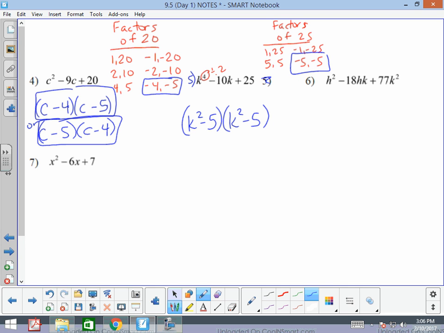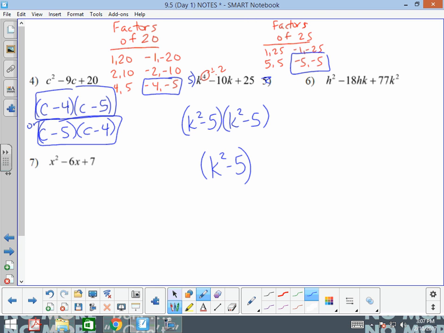Okay? Now, these are what we call identical binomials. When you end up with identical binomials, your final answer should be written like this. You write the binomial one time to the second power. Okay, so that's your final answer. Make sure when you have identical binomials, you write them one time, and then put the parentheses around it and the second power.